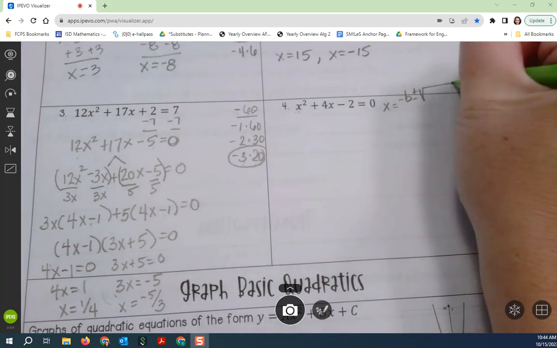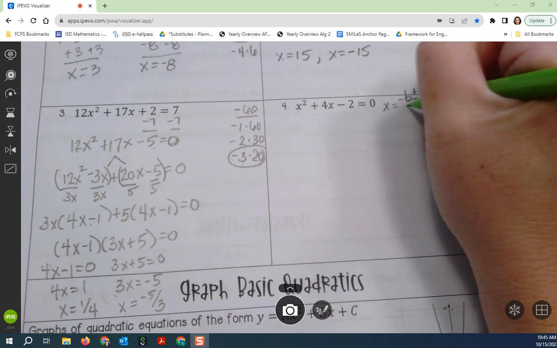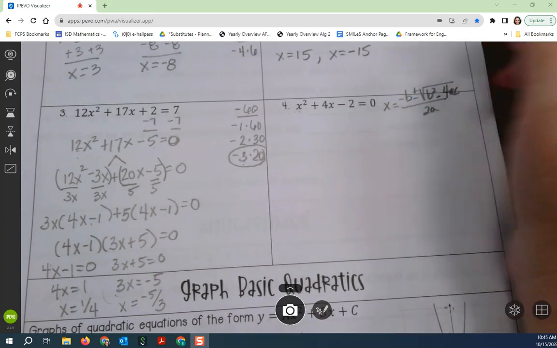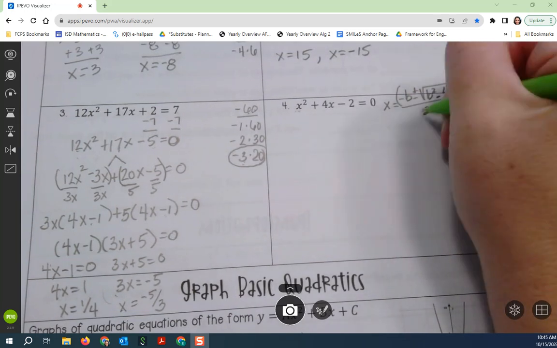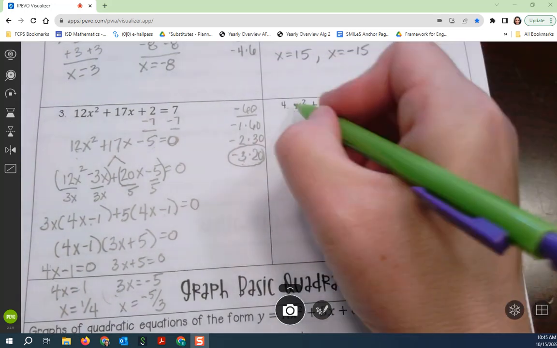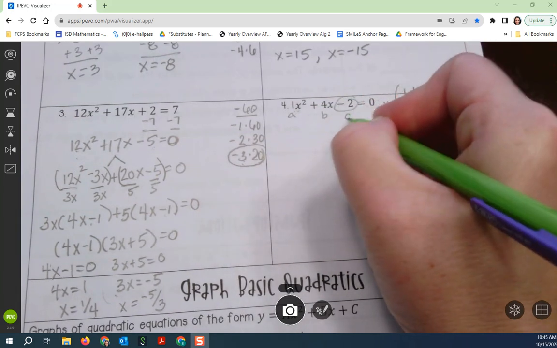Negative b plus or minus the square root of b squared minus 4ac over 2a. It can be a little bit tricky on your graphing calculator. Remember that you are going to need parentheses to hold together your numerator and parentheses to hold together your denominator. We'll look at that together. All right, so my a is 1, my b is 4, and my c is negative 2.